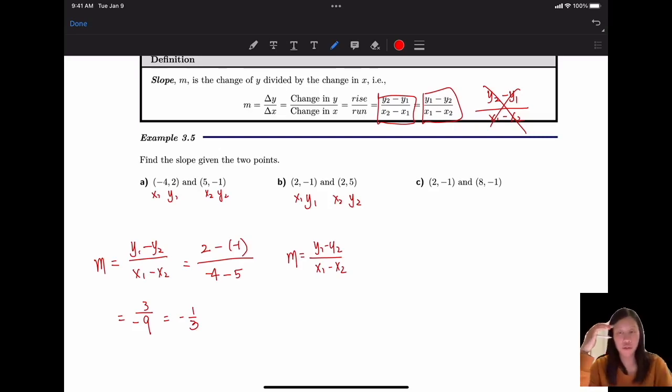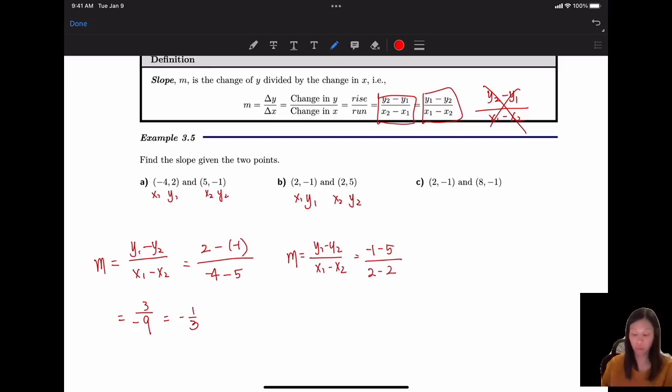Okay, so after you label the points, you will end up with negative 1 minus 5, and then 2 minus 2. So we got negative 6 over 0. Remember, the denominator cannot equal 0. So that means this slope is undefined. That means these two points form a vertical line. Very good. That's something that we just talked about earlier.